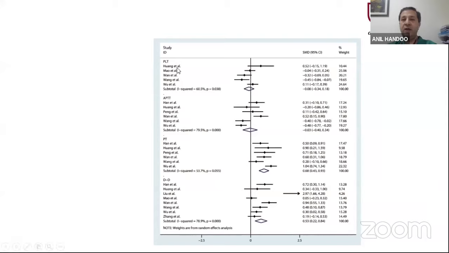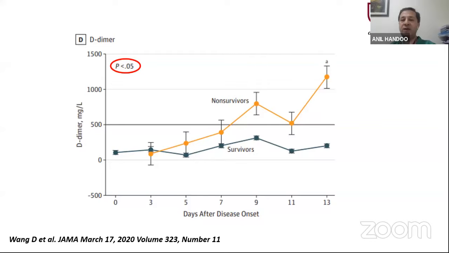What is striking, as I told previously, is the D dimer. And with respect to the survivors and the non-survivors, you are able to figure out that the D dimer levels are much higher in the non-survivors. So therefore, if I would have to follow up a patient, I would like to do D dimer levels regularly and see a trend in that. If the D dimer levels are stable or are coming down, I know my patient is going to recover.